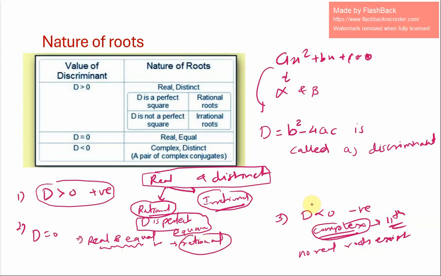And if the value of the discriminant is negative, we cannot take a square root. So the roots are complex roots. So we say no real roots exist. I hope this chart is clear to you. This is a very important topic.